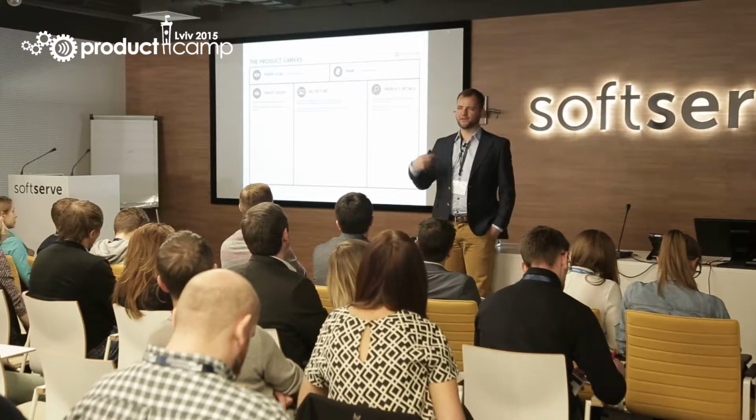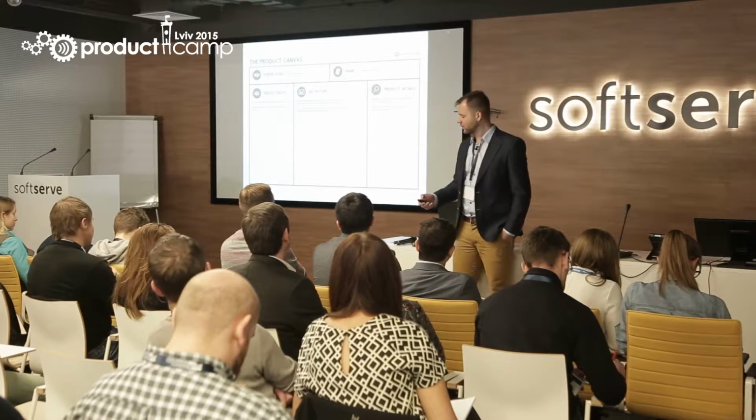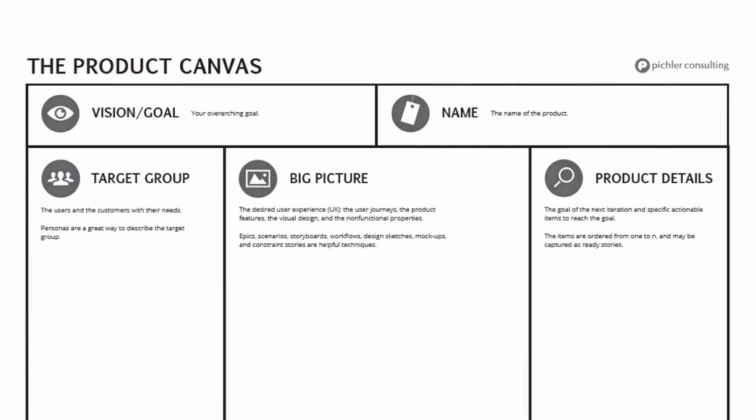Whenever I'm talking about a vision of the product, I want to know what's the goal. Business goal, what's the business objective, and if we are in a bit more advanced mode, what's the goal and how I'm going to measure the goal afterwards. A name of the product is also good. I'm thinking of a target group, I'm thinking of a big picture in general and some technical product details.